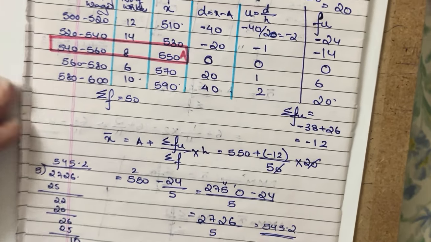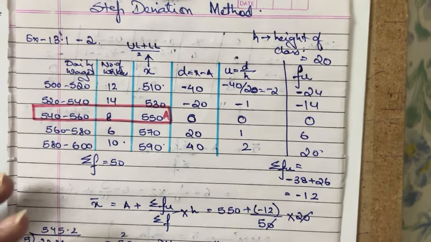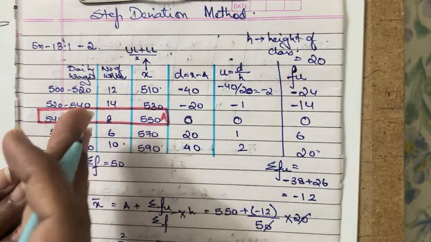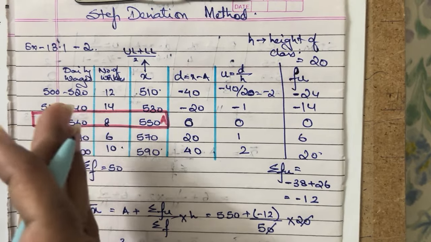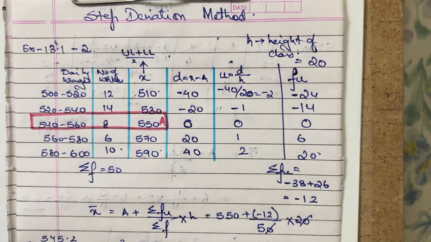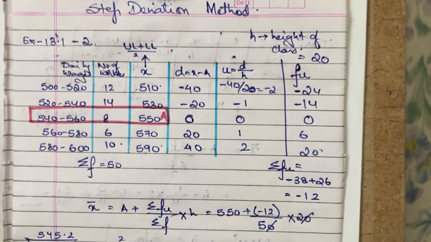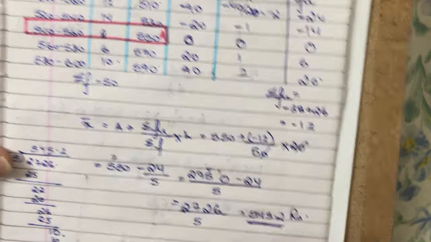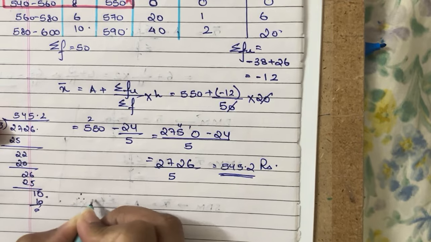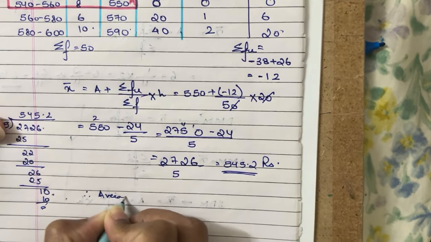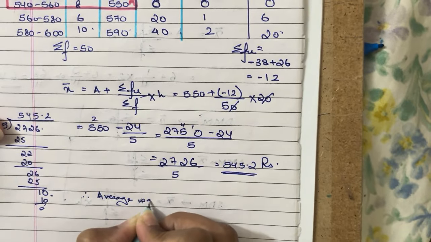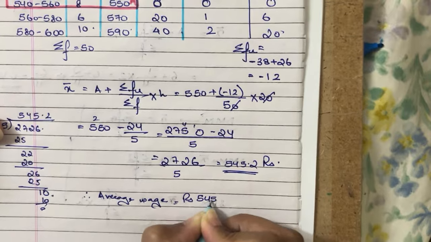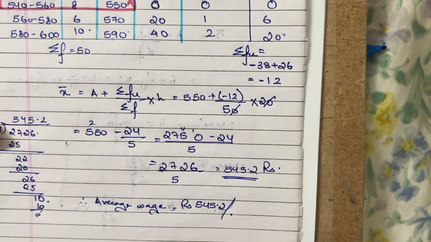545.2 is the answer. This is why we are choosing the step deviation method. We did not want to have bigger calculations, mess up our steps, mess up our calculation, and fail to get the correct answer for this one. So they were asking here, what is the average mean salary? So you would write rupees this, or if you want to add a statement, you can go ahead and write: average wage of a person, of the workers, is equal to rupees 545.2. That would be your answer here.